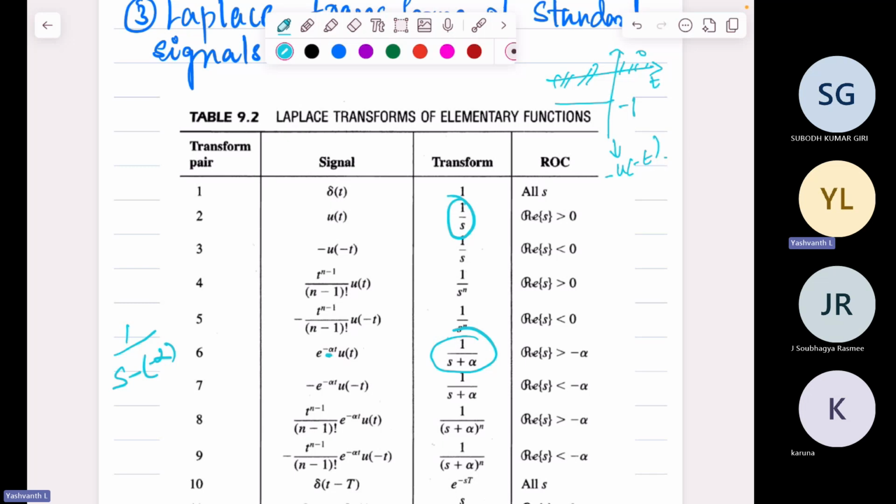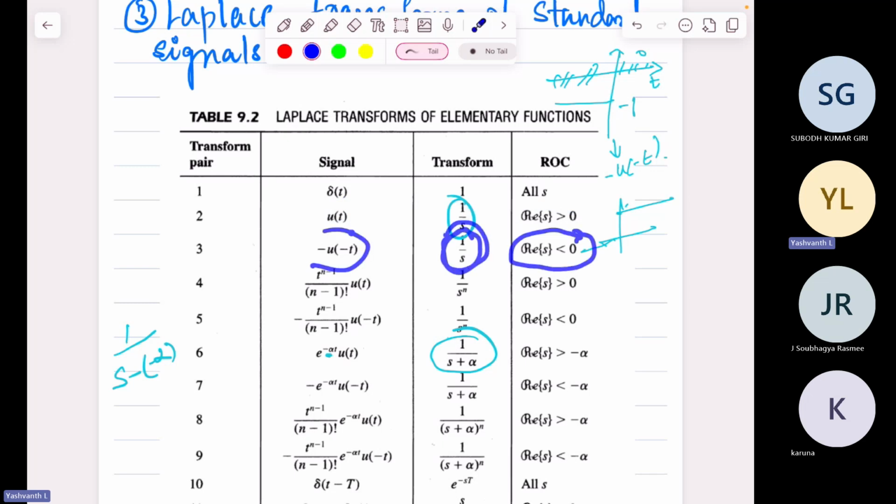This is a very different signal compared to u of t. u of t is equal to 1 for the positive t axis, but for the negative axis it is 0. But minus u of minus t takes the value minus 1 in the negative t axis and takes the value 0 in the positive t axis. So both signals are different, but you see both Laplace transforms turn out to be the same, 1 by s and 1 by s. So then you can ask, where is the difference? The difference is in the ROC, exactly opposite ROCs. If real part of s is greater than 0, then u of t has the Laplace transform 1 by s. If the real part of s is less than 0, then 1 by s corresponds to the Laplace transform of minus u of minus t.